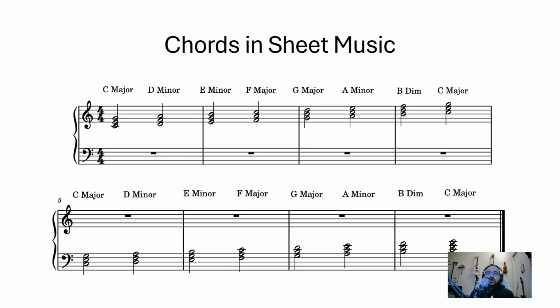The one on the top is the right hand or the treble clef explanation of how chords look in sheet music, and the one at the bottom is the bass clef.